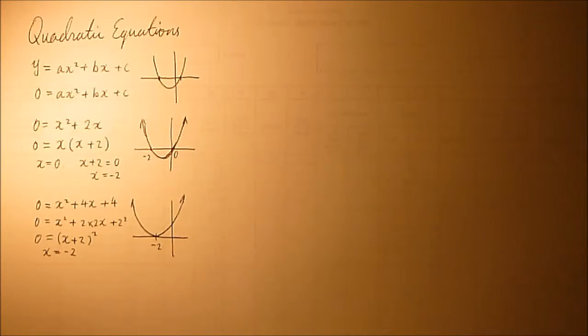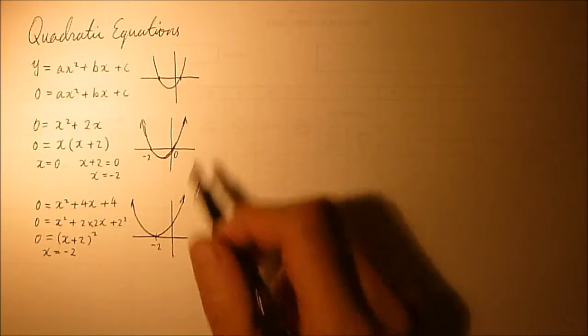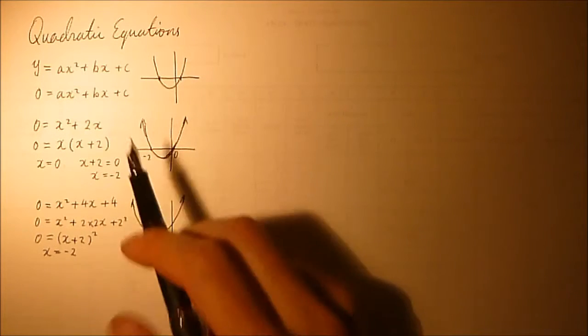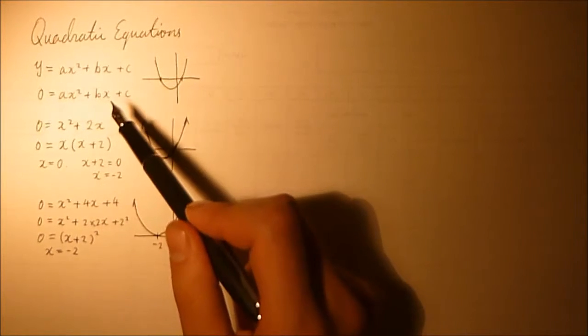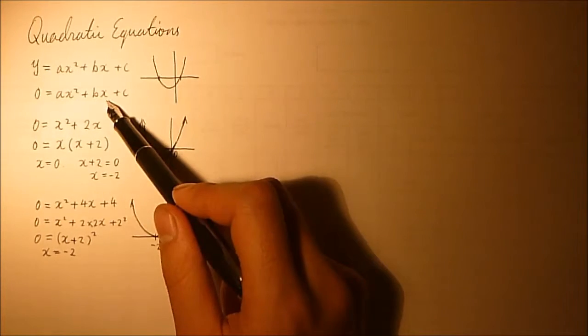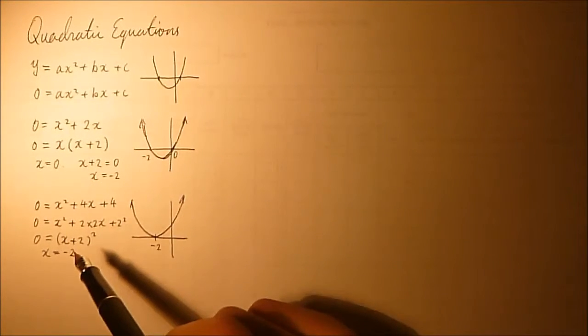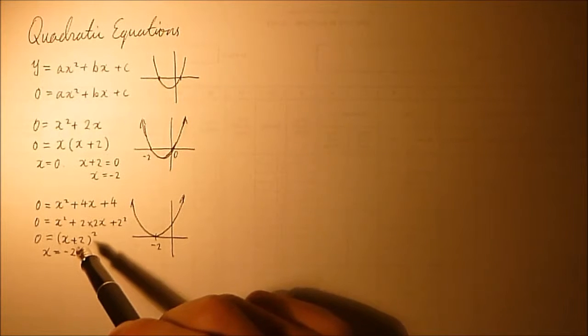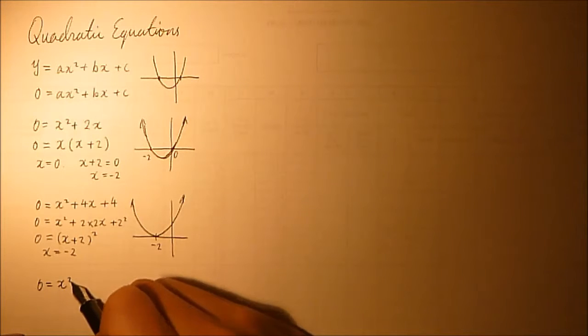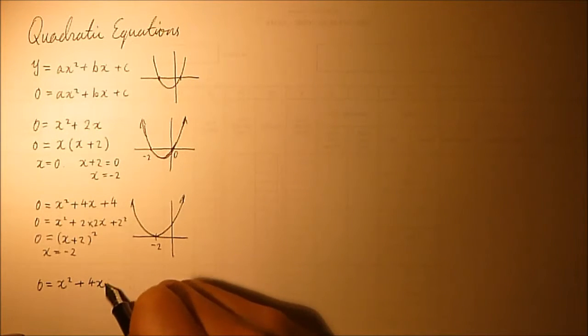Now, let's have something that's even more complicated and much more prevalent than these two examples. Let's say we have some natural number as the coefficient of the x term and some other number as the constant. We can have, say, 0 equals x squared plus 4x plus 3.